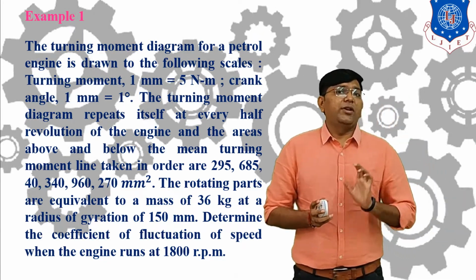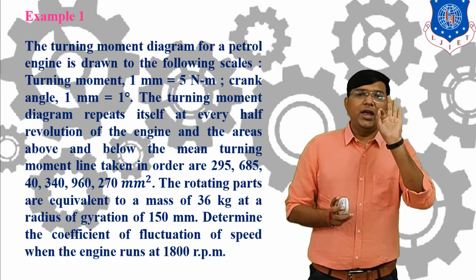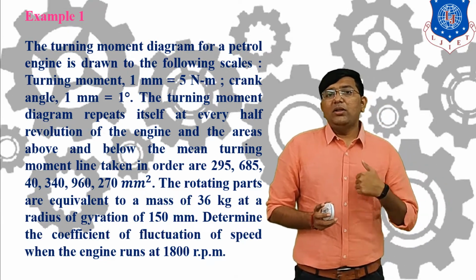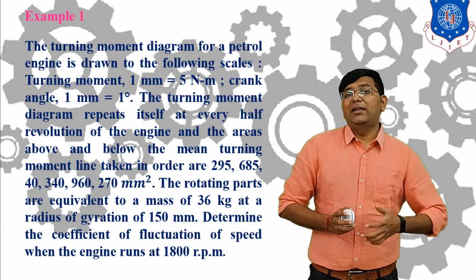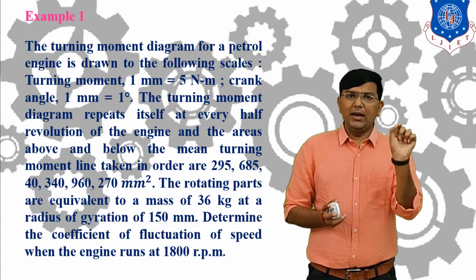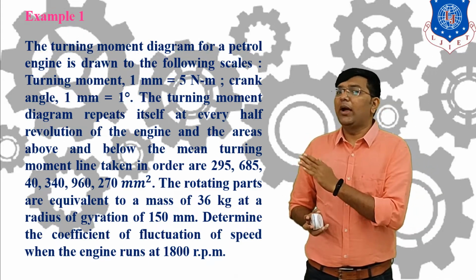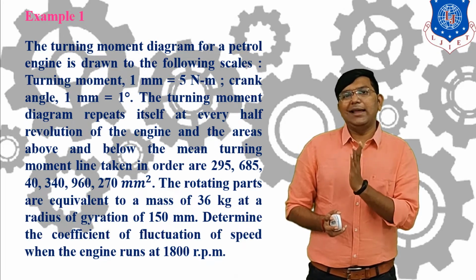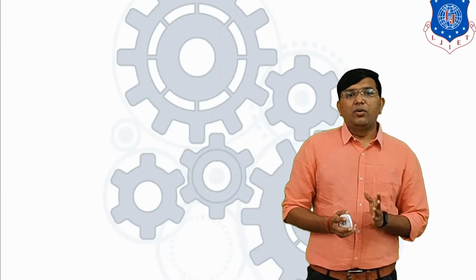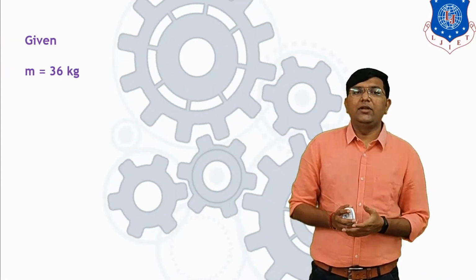Now we have the equation delta E is equal to I omega square Cs. Based on this equation, we have to calculate the value of Cs. To find the value of Cs, we have to calculate the maximum fluctuation of energy, delta E, and capital I. The equation of mass moment of inertia, you all know, is I is equal to m k square, where m indicates mass and k indicates radius of gyration. Now we have to solve this numerical. First of all, we have to write down the given data.